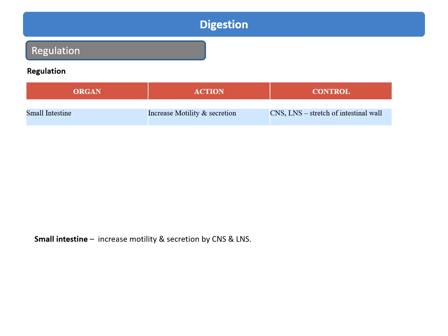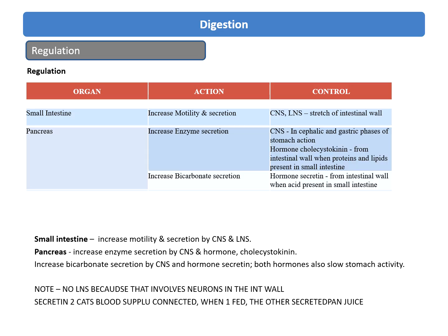Let's look at regulation of the small intestine. It involves increased motility and secretion, and it's under control of both central and local nervous system reflexes when the stomach wall is stretched. And then there's the pancreas. Pancreas involves an increased secretion of enzymes as well as an increased secretion of bicarbonate ions. The enzyme secretion is under central control in the cephalic and gastric phases of stomach action. There's also a hormone called cholecystokinin from the intestinal wall when proteins and lipids are present.